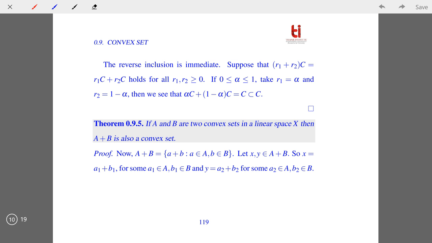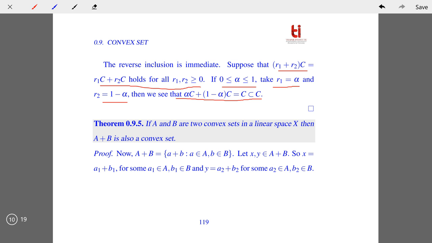Suppose that (R1 plus R2) C is equal to R1 C plus R2 C holds for all positive R1 and R2. And if alpha lies between 0 and 1, taking R1 equal to alpha and R2 equal to 1 minus alpha, we see that alpha C plus (1 minus alpha) C is equal to C, which is a subset of C. So we get the result.